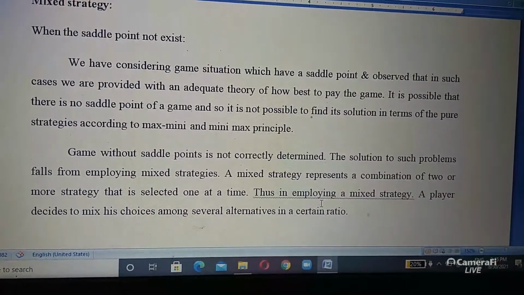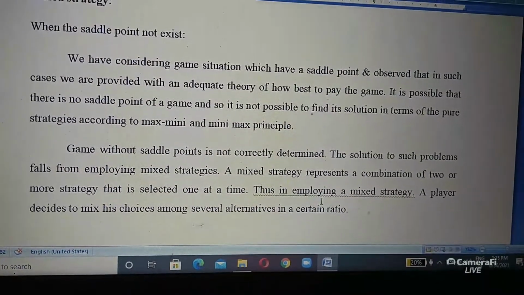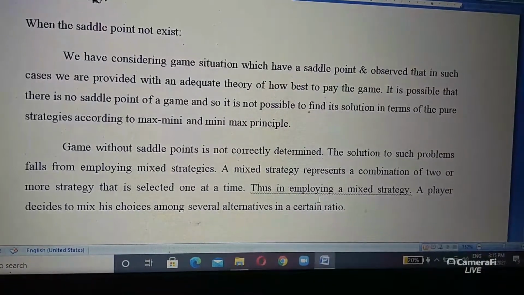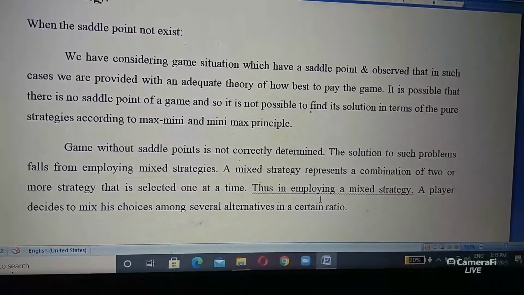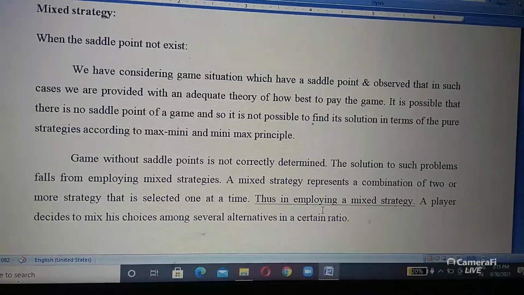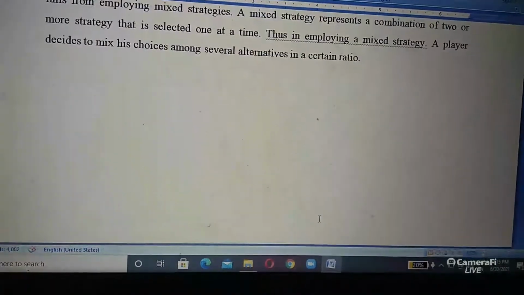A mixed strategy represents a combination of two or more strategies that are selected one at a time. Thus, in employing a mixed strategy, a player decides to mix his choices among several alternatives in a certain ratio. Okay, this is about mixed strategy.